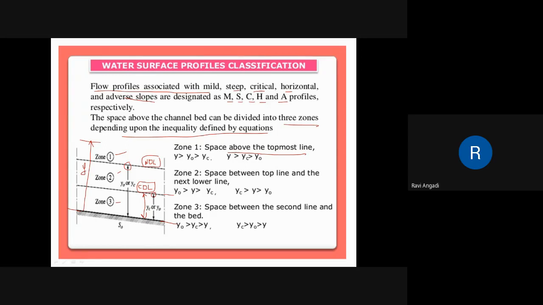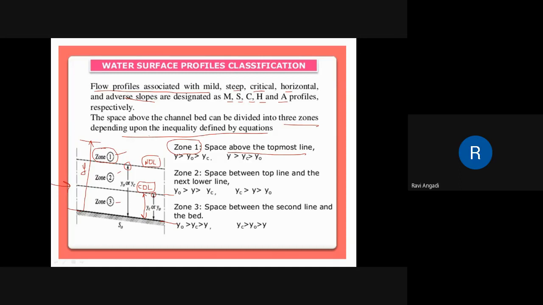This is the 2 depths we are getting in a channel. Suppose you are allowing water to flow in a channel, but it is lying above the normal depth line, meaning above both lines, NDL and CDL. Are you getting my point? This flow depth is above both, so it is lying in zone 1. So I can write: if Y is greater than Yn, which is greater than Yc, and also Y is greater than Yc, it is called a zone 1 flow.